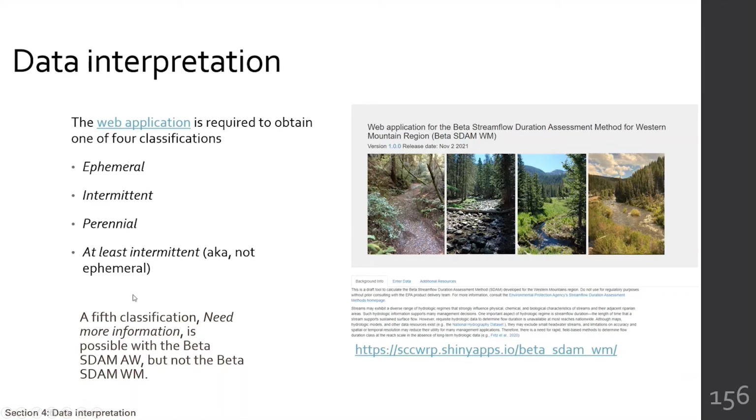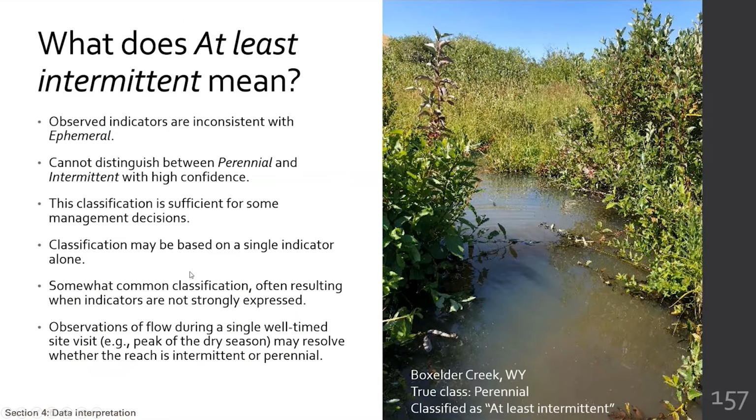I just want to point out some stuff I had in the slides I didn't mention. Again, we can only get these 4 possible classifications: ephemeral, intermittent, perennial, at least intermittent. A 5th classification, need more information, is possible in the arid west, but not with this method. If you do get at least intermittent, that means the indicators you're observing are inconsistent with ephemeral, and you can't really distinguish between perennial or intermittent with high confidence. There's a lot of decisions where that's all the information you need.